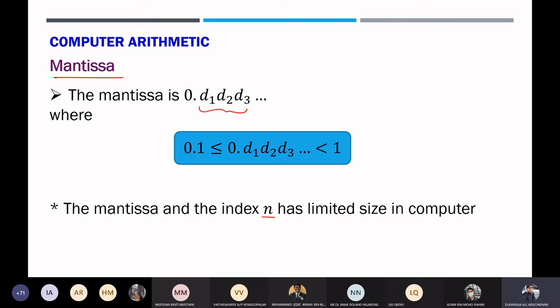So this is basically the Mantissa. You should understand that when you look at this form, they call it a Mantissa, and this is the range of the Mantissa we should extract.